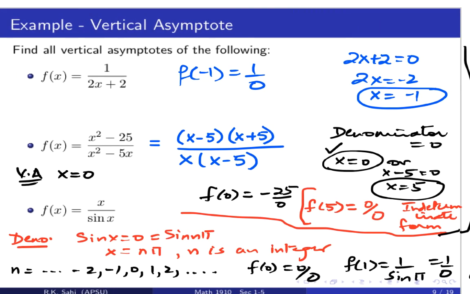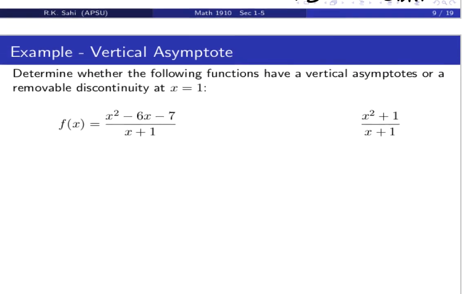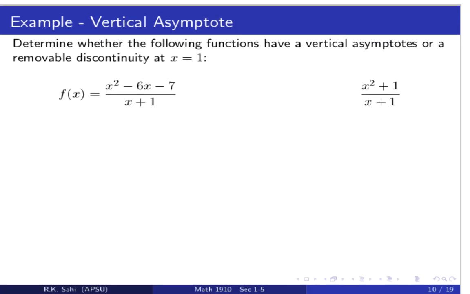Now let's look at one more example. It says, determine whether the following functions have a vertical asymptote or a removable discontinuity. Okay, let's look at this function. For a vertical asymptote, what does that mean? It means that the denominator has to be 0 and the numerator has to be non-zero.